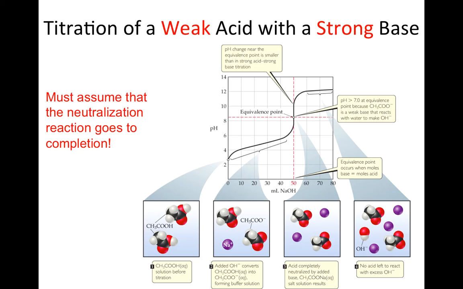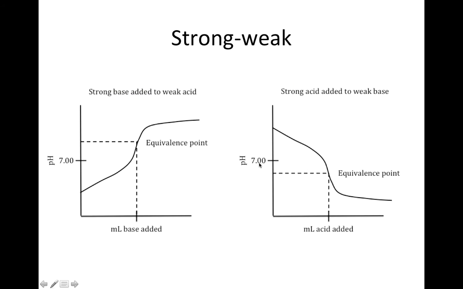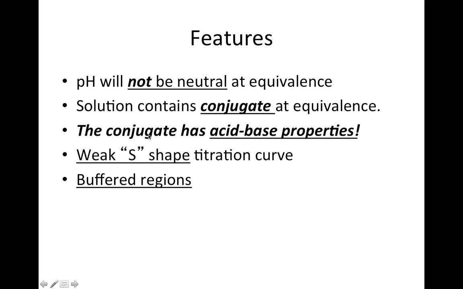So that's specifically referring to this area right here. And in these graphs, that's also referring to this area around the equivalence point. And then lastly, there are buffered regions. So buffers are made out of weak acids or weak bases and their conjugates, but we're going to go into that in much more detail next week or the week after.